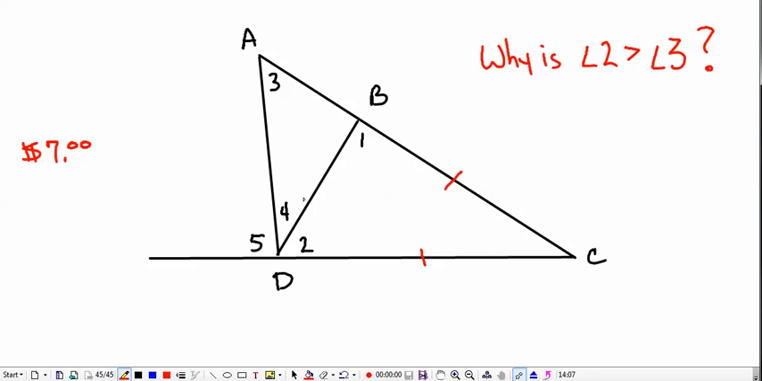Okay. If 1's bigger than 3, what do you know about 2 and 1? They're congruent. Why are these two angles congruent? Good, because this is an isosceles triangle and these sides are the same. So the angles opposite those sides are the same, right? So if 1 is equal to 2 and 1's bigger than 3, then isn't 2 bigger than 3 as well? Yeah. Very good. Nice job.